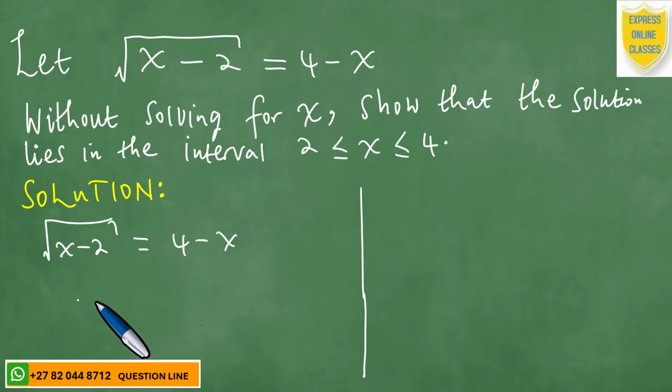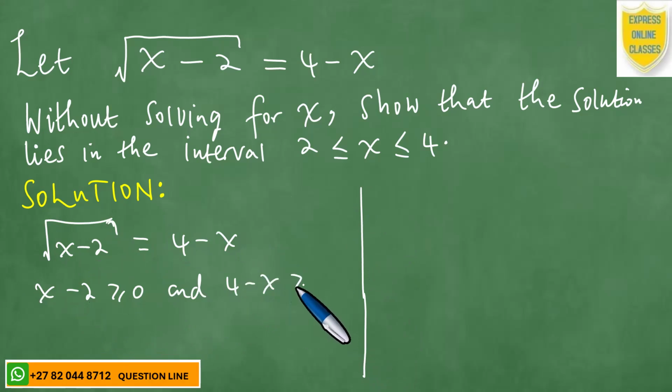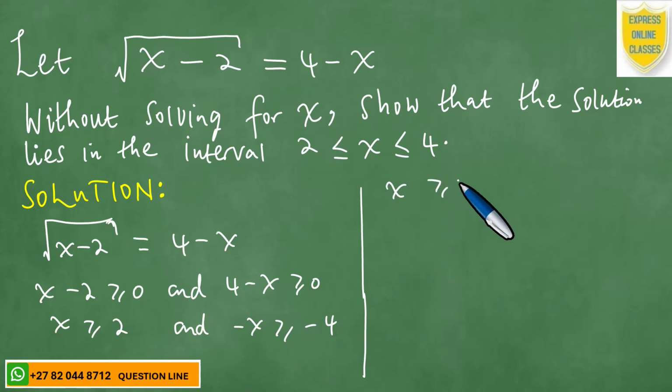So you can copy down the question so that anyone looking at the solution can make sense of what is happening. And we then have that it follows that x minus 2 is greater or equal to 0, and 4 minus x is greater or equal to 0. So x is greater or equal to 2. At this point, what exactly can we see here? We can write minus x is greater or equal to minus 4.